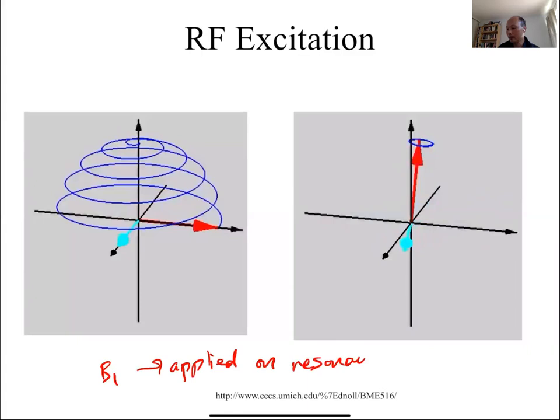At a frequency gamma B naught, okay. So we know that the frequency the spins are precessing at is gamma times B naught. So we want to apply this B1 field at the same frequency.